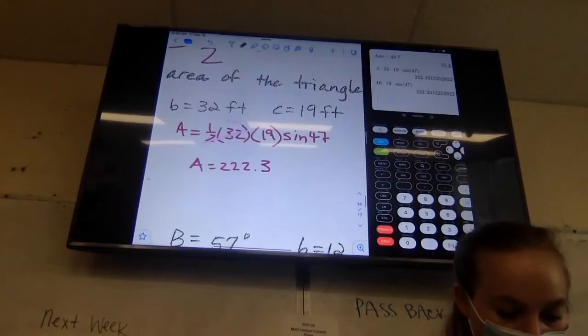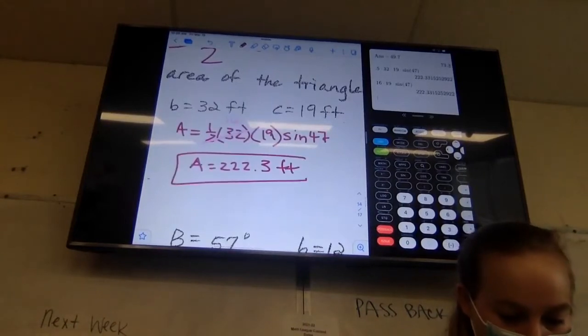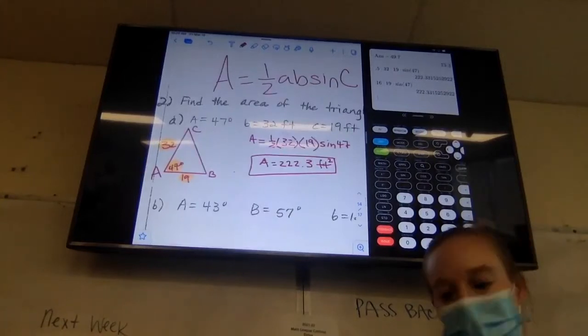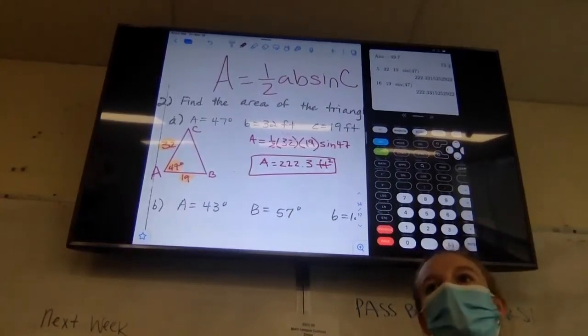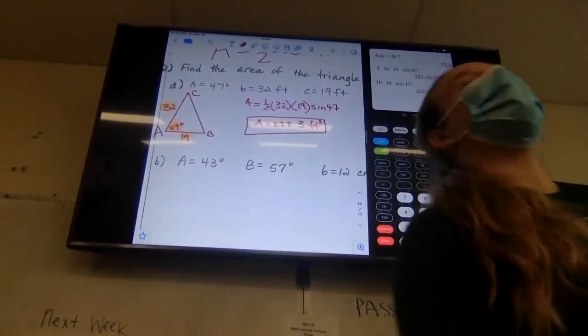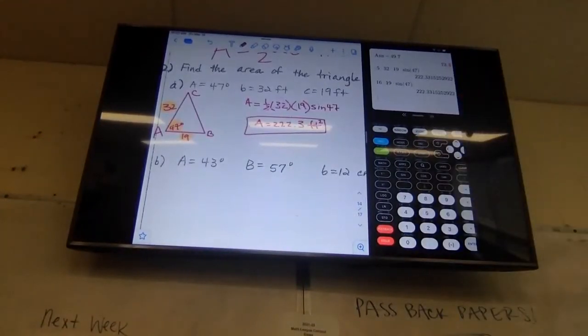And that is in feet squared. Okay, we good with that? Okay, go draw your next triangle. And I'm going to tell you, we either are going to need to use law of sine or law of cosine to figure that out. So you need to decide which one we need to use, law of sine or law of cosine.